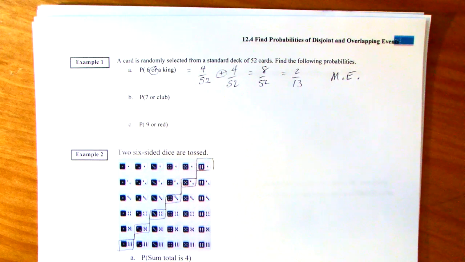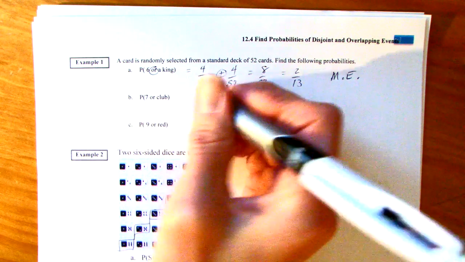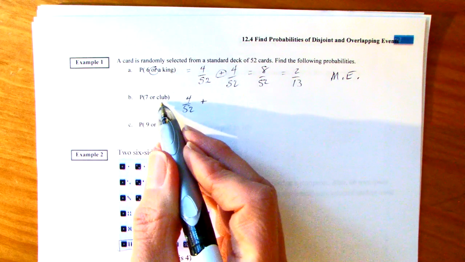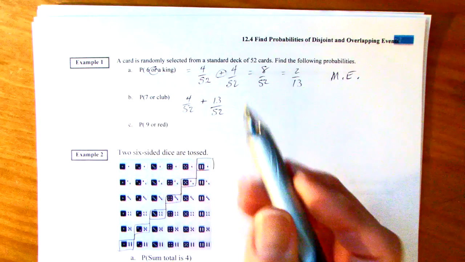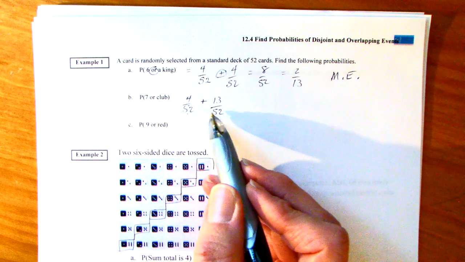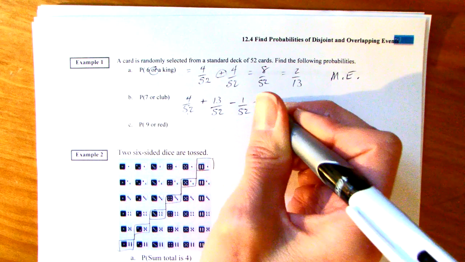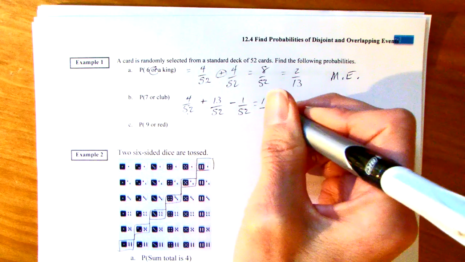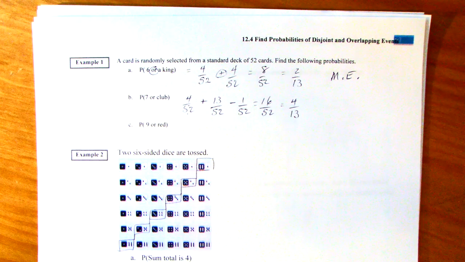Now, what if something can happen at the same time? They overlap. That would be this case. Find the probability of a 7 or a club. Well, you have 4 out of 52 plus a club. Remember, there are 13 clubs out of 52. But the problem is the 7 of clubs is in this grouping, and the 7 of clubs is also in that grouping. We can't count that card twice, so we're going to subtract it away. So 4 plus 13 is 17, minus 1 is 16. 16 out of 52. Divide both by 4, you get 4/13.